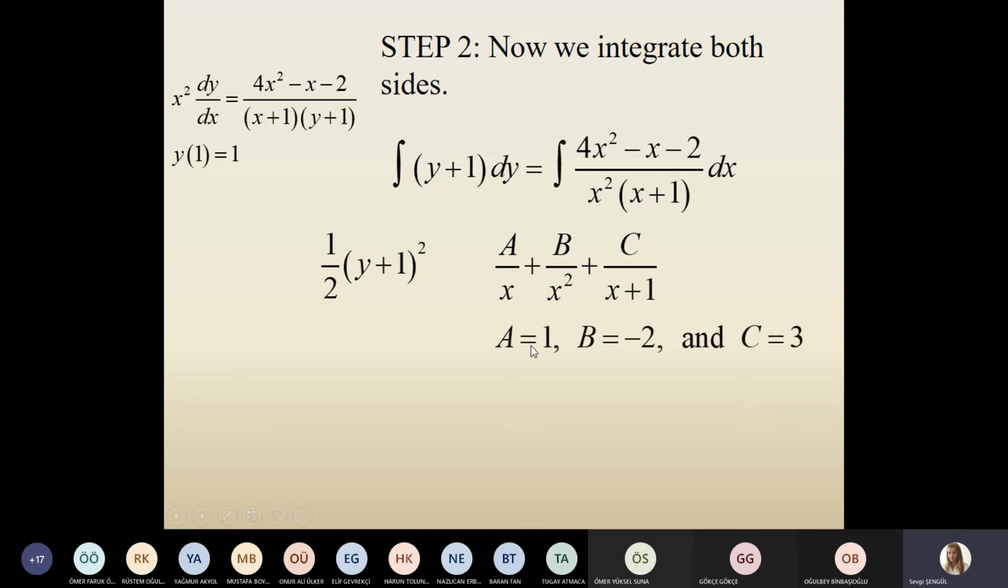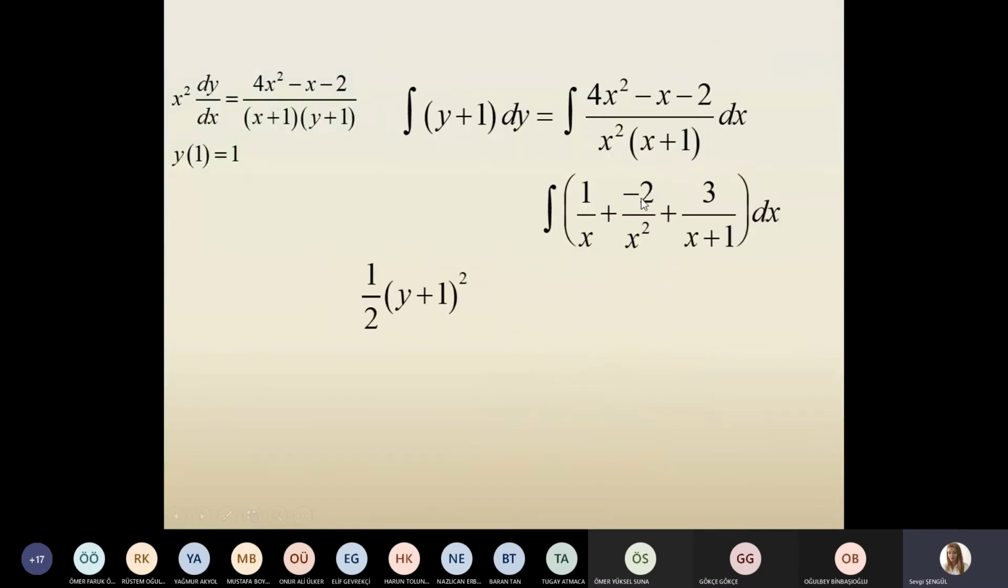If you do this, you will have a is 1, b is minus 2, c is 3, and you have 1 over x, whose integral is ln x. You have minus 2 over x squared. You know the integral: you can think of this as x to the minus 2, so the power comes as a denominator and you are adding 1 to the power. And this is what you will get, 2 over x. And for the last one, again, ln x plus 1 will be the integral of your result.